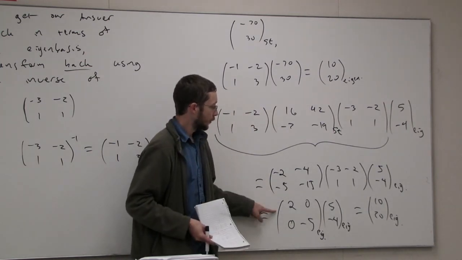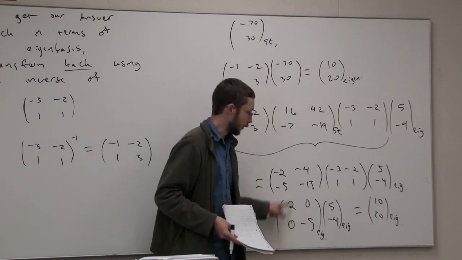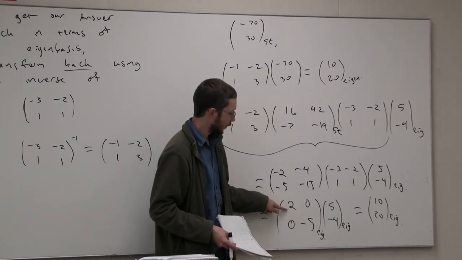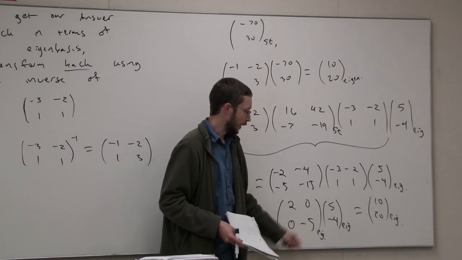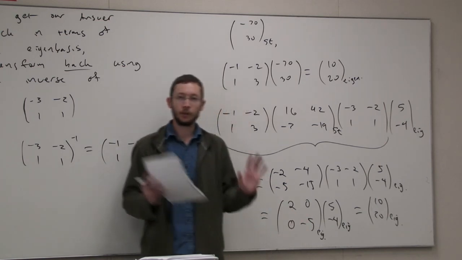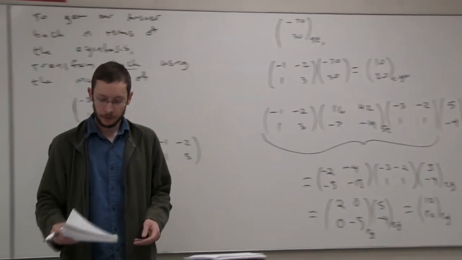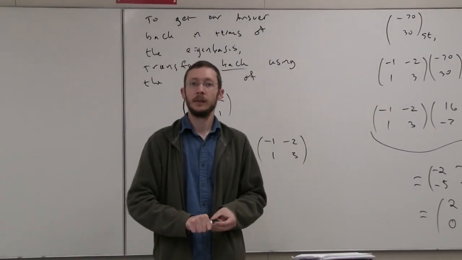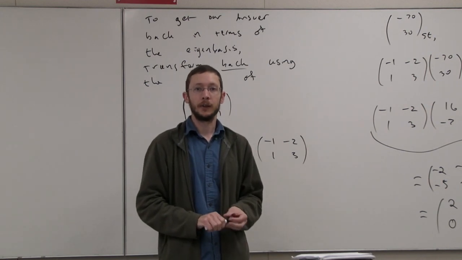And in this setup, the geometry of this transformation is painfully clear. It takes the first eigenvector to 2 times itself, and it takes the second eigenvector to -5 times itself, just rescaling them accordingly. So that is the wonder and the importance of change of basis in determining the structure of a linear transformation.